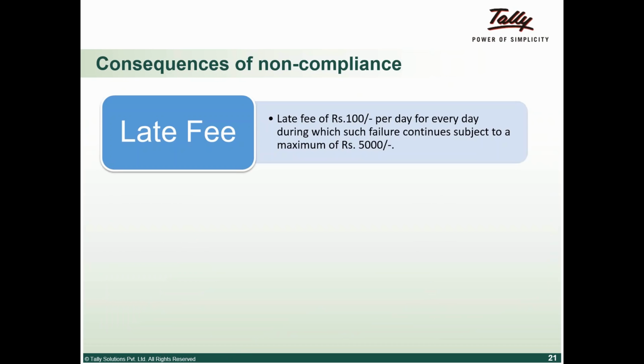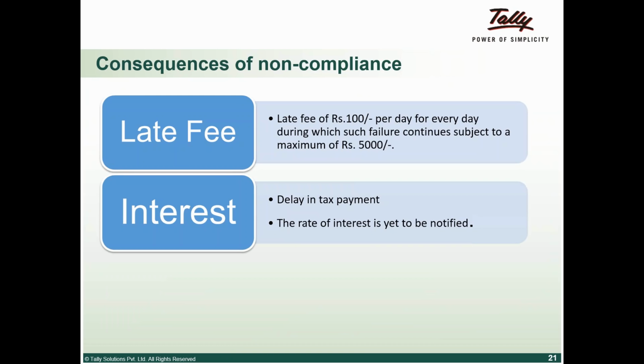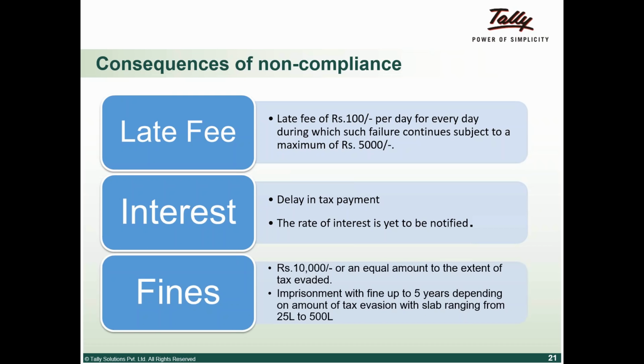Consequences of non-compliance. There's a late fee. It is 100 rupees per day for every day during which such failure continues, subject to a maximum of 5,000 rupees. Right? Interest, delayed tax payment, there is an interest and the rate of interest is not yet notified. But the interest is going to be there for delayed tax payment. Fines, 10,000 rupees or an amount equivalent to the tax amount evaded.